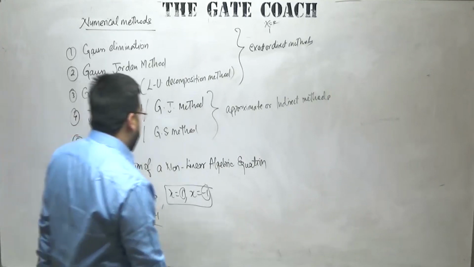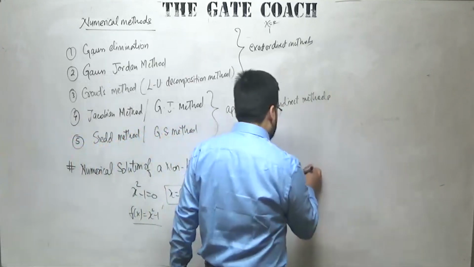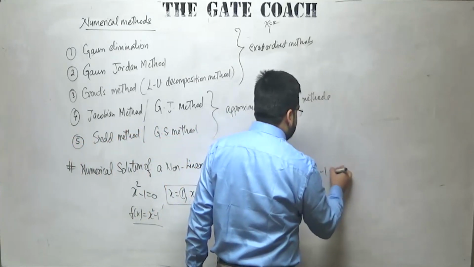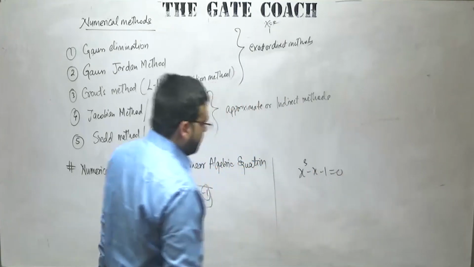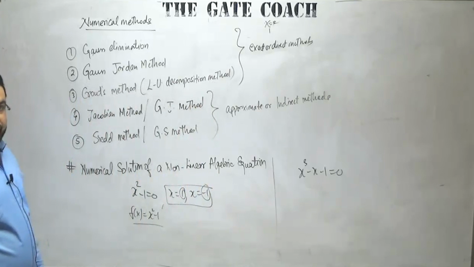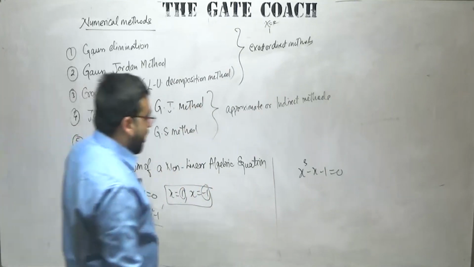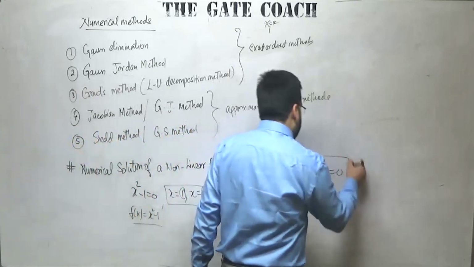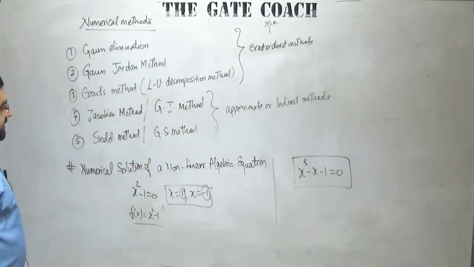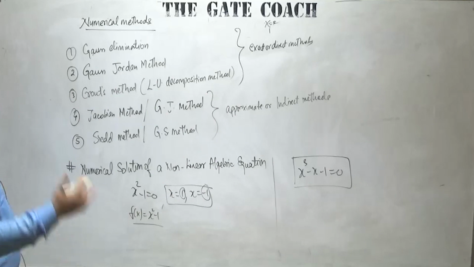But let us say, students, you have an equation like this: x cube minus x minus 1 is equal to 0. How will you solve this equation? With the help of numerical methods. For this, we have various methods. But first of all, let us discuss what type of equations can be there.